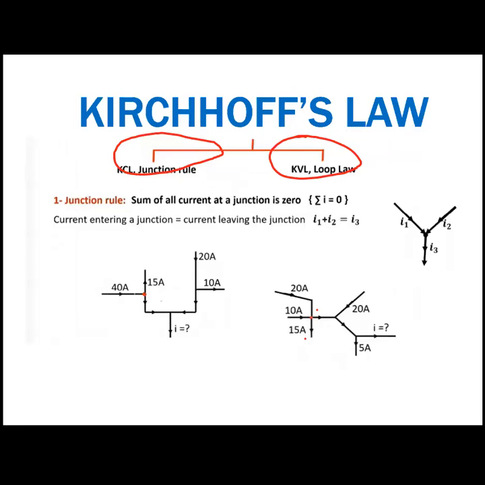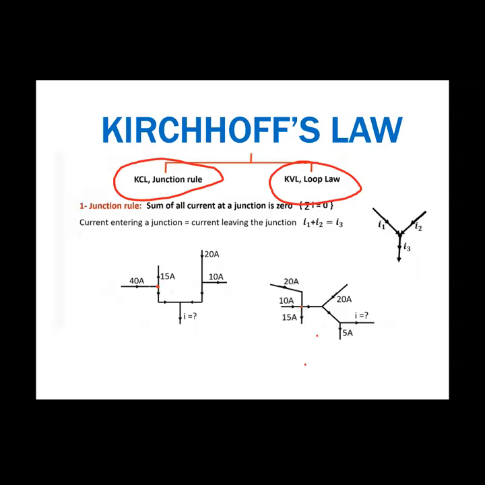Junction. Now we know the word junction. Junction is a point at which three conductors, three or more than three, are connected, right? So what is the law? The law says that, children, the sum of current at a junction is zero, means the total current, that is sigma I equals to 0.